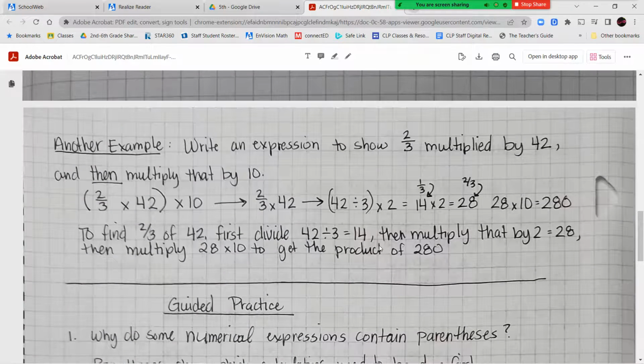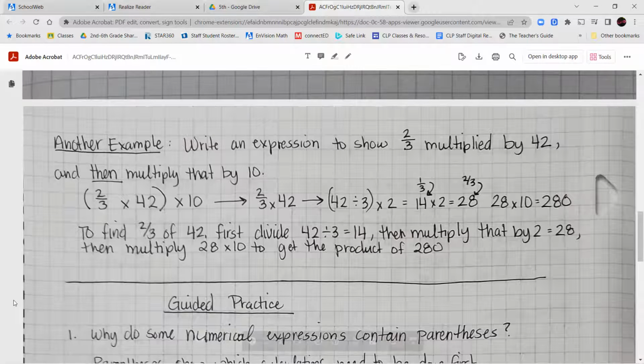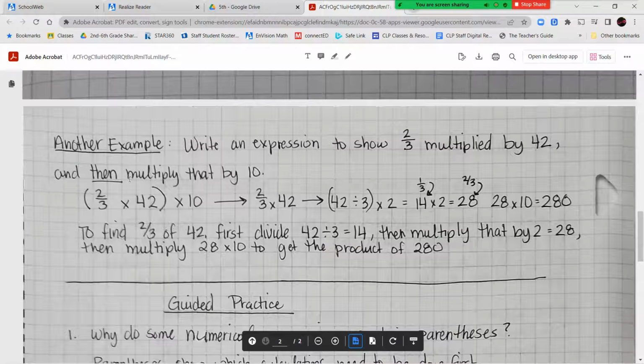All right, our next one says, write an expression to show 2/3 multiplied by 42 and then multiply that by 10. Okay, so we have multiple steps here. So we have 2/3 times 42 in parentheses. And then after that, after I find that answer, I'm going to multiply that by 10. So that's why the parentheses go around the 2/3 times 42, because I need to find that product. And then I need to multiply that product times 10.